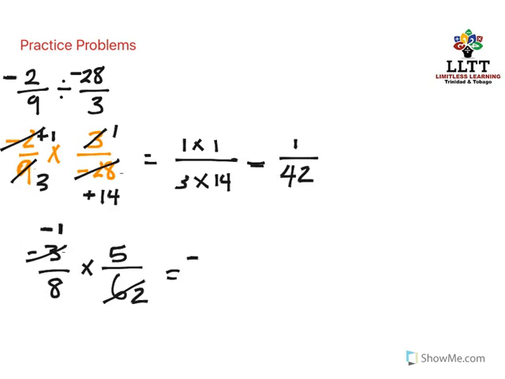And now I multiply my numerators, which is -1 times 5. My denominators, 8 times 2. A negative number by a positive number is a negative number, and 1 times 5 is 5, so that's -5 on my numerator. And then 8 times 2 will be 16, so my final answer is -5/16.